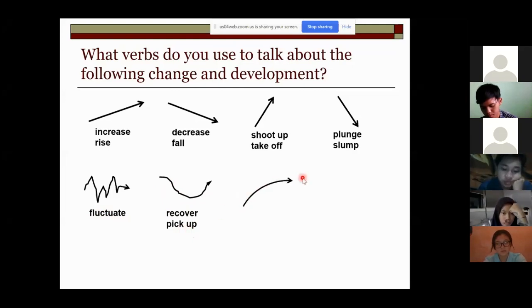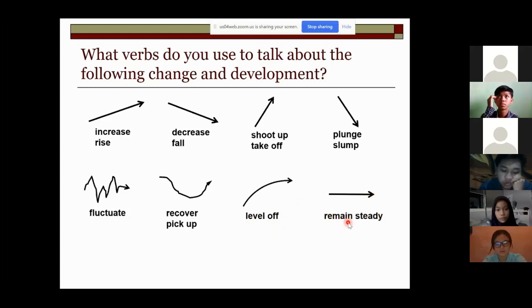And what about this one? Okay, this is at the level of, perhaps your point or your statistic at the level of, okay? And then the last, this one. How to state, how to define this arrow? Okay, it remains steady or stable, right?